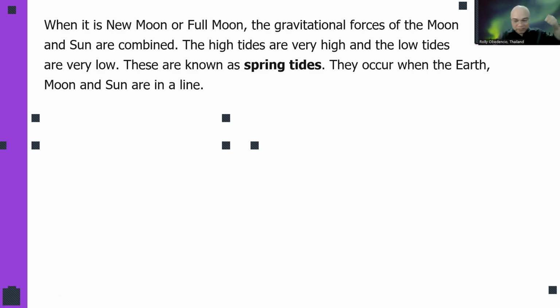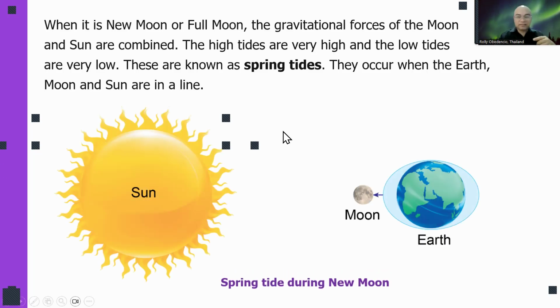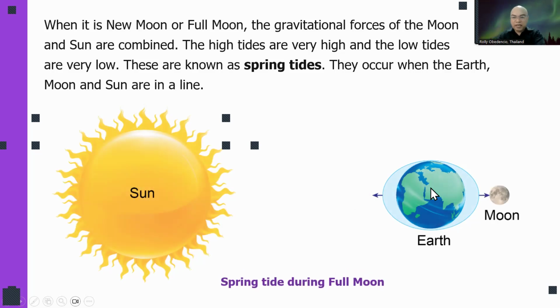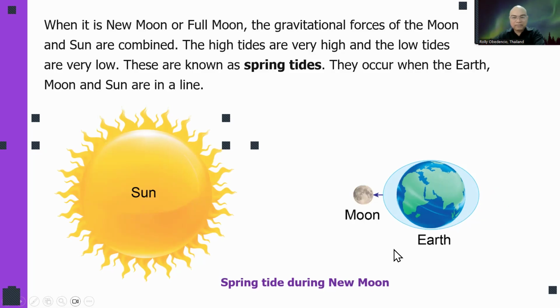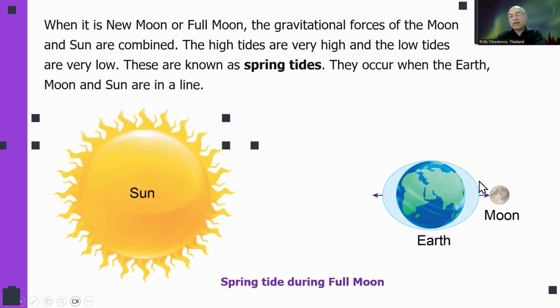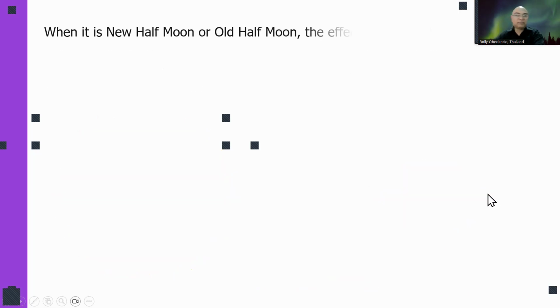Okay, remember? Spring tides. This is the figure of spring tide during the new moon. Is very high tide during this time. And see, when the moon is even right here, it is also spring tide during the full moon. Again, the moon is in between the sun and the earth. This is spring tide during new moon. Well, when the earth is in between the moon and the sun, it is spring tide during full moon because you see this is full moon.